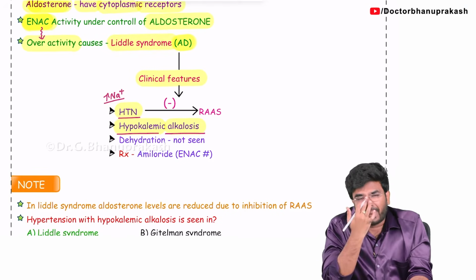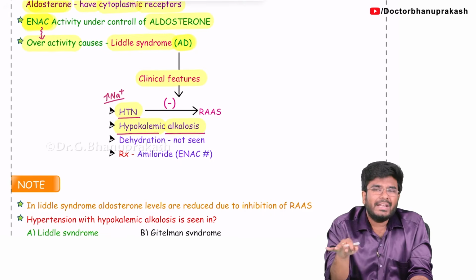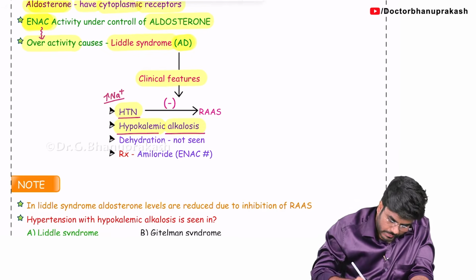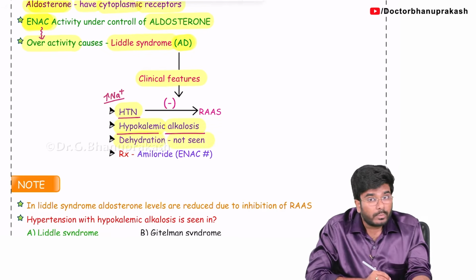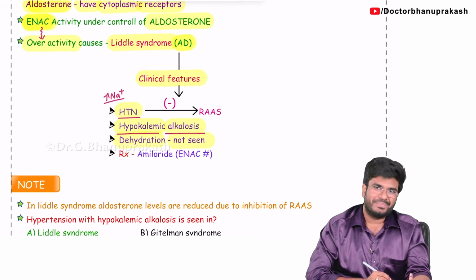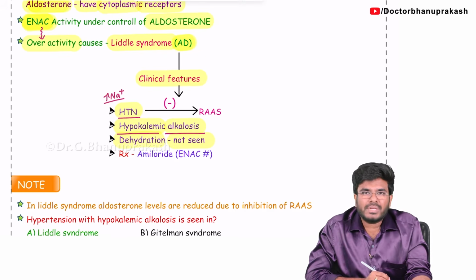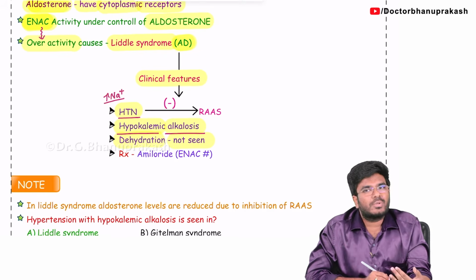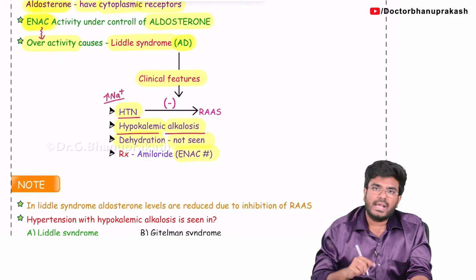Fine. In Bartter and Gitelman, there is more polyuria, water loss, dehydration. But in Liddle syndrome, there is no such dehydration seen, because this is not a sodium losing disorder. This is a sodium gaining disorder. And how are you going to treat this condition? Treatment is simple. Who is doing the main overaction? The epithelial sodium channels. ENaC channels are doing overactivity. So let's block them. The drug is an ENaC blocker, an epithelial sodium channel blocker.